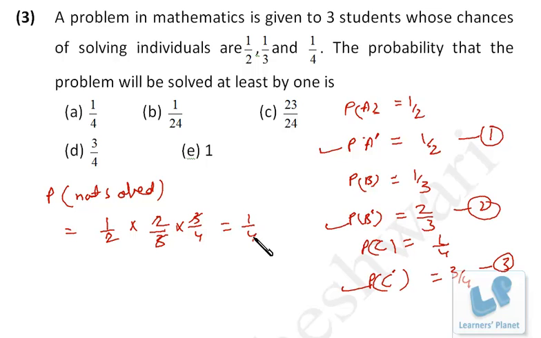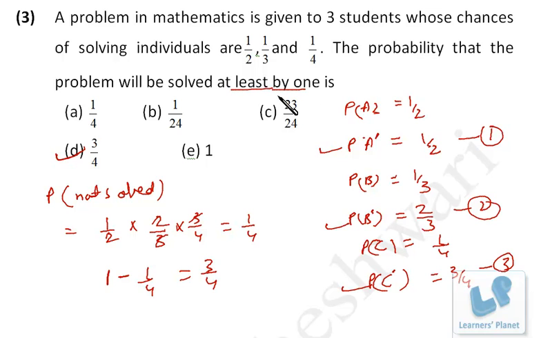That means this is the probability when the problem will not be solved at all, right? It cannot be solved, right? Now the total value of the probability is 1. Out of this 1, if we deduct the probability when the problem is not solved, we are left with the probability of the problem being solved by at least 1 person, right? So it's 3 by 4.